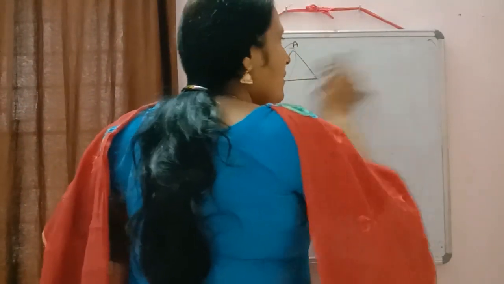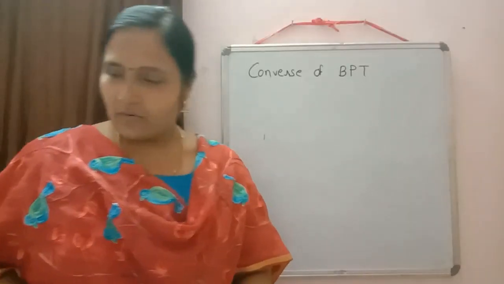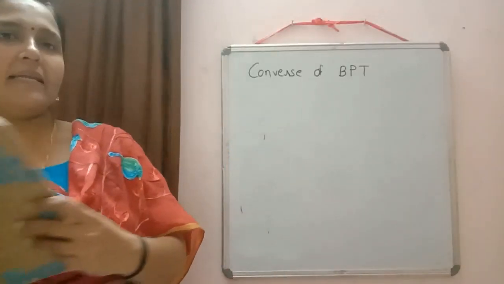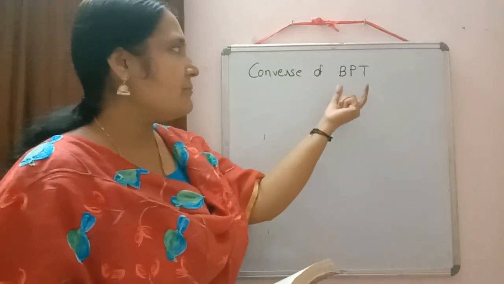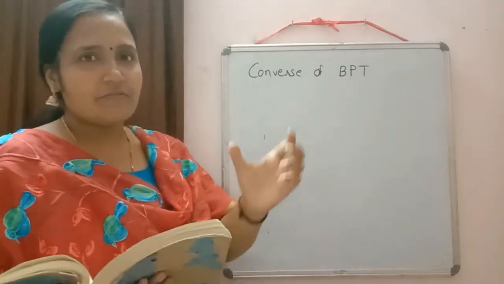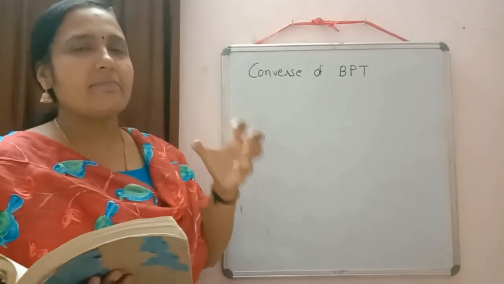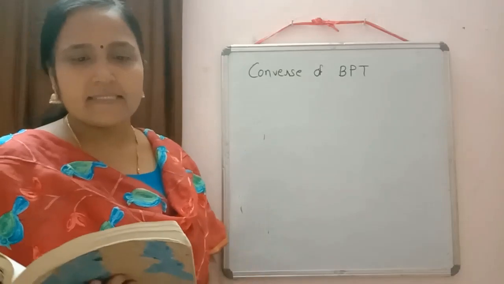Now write down there, converse of basic proportionality theorem. Write down converse of BPT, basic proportionality theorem. In short form, it can be written as BPT. So first we will write down the statement and then we will check what the statement says. So write down the statement.